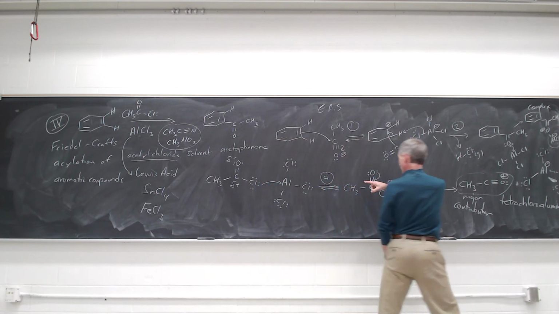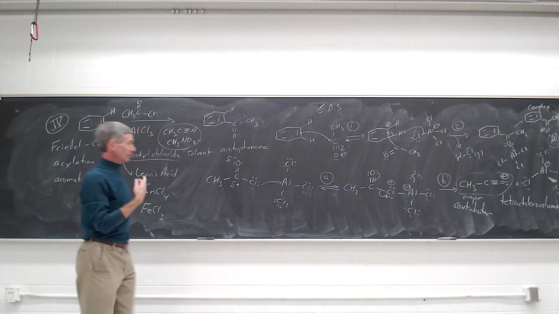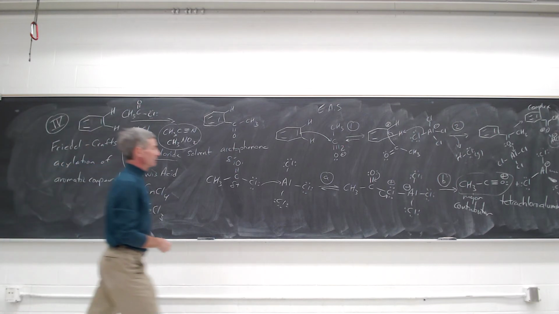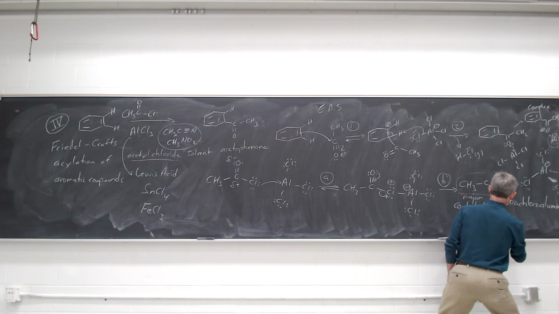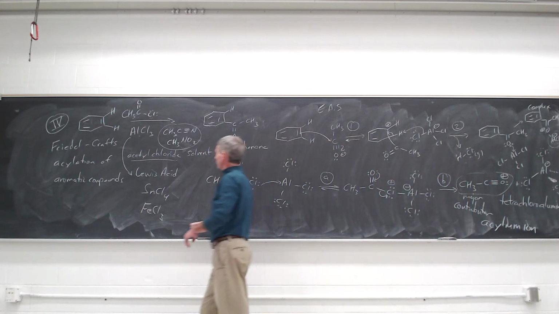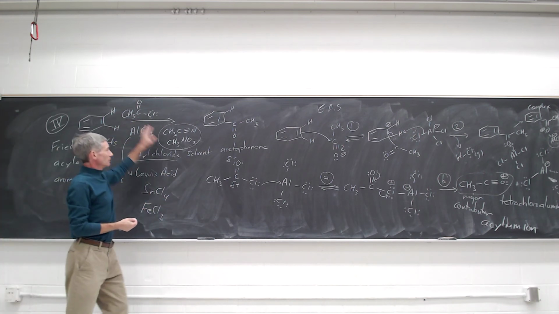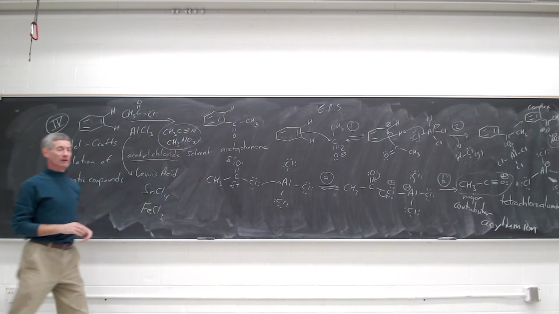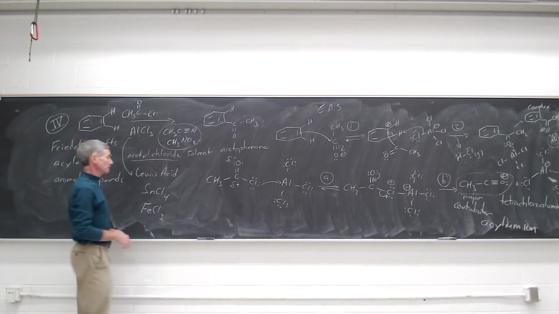attack on the unfilled octet on aluminum, followed by tetrachloroaluminate falling off to generate the acylium ion. And I'll just write down that this is called the acylium ion. So this isn't limited to acetyl chloride. Any R group here will result in a different R group there. So we can make a series of ketones of various length by simply choosing the right acyl chloride.